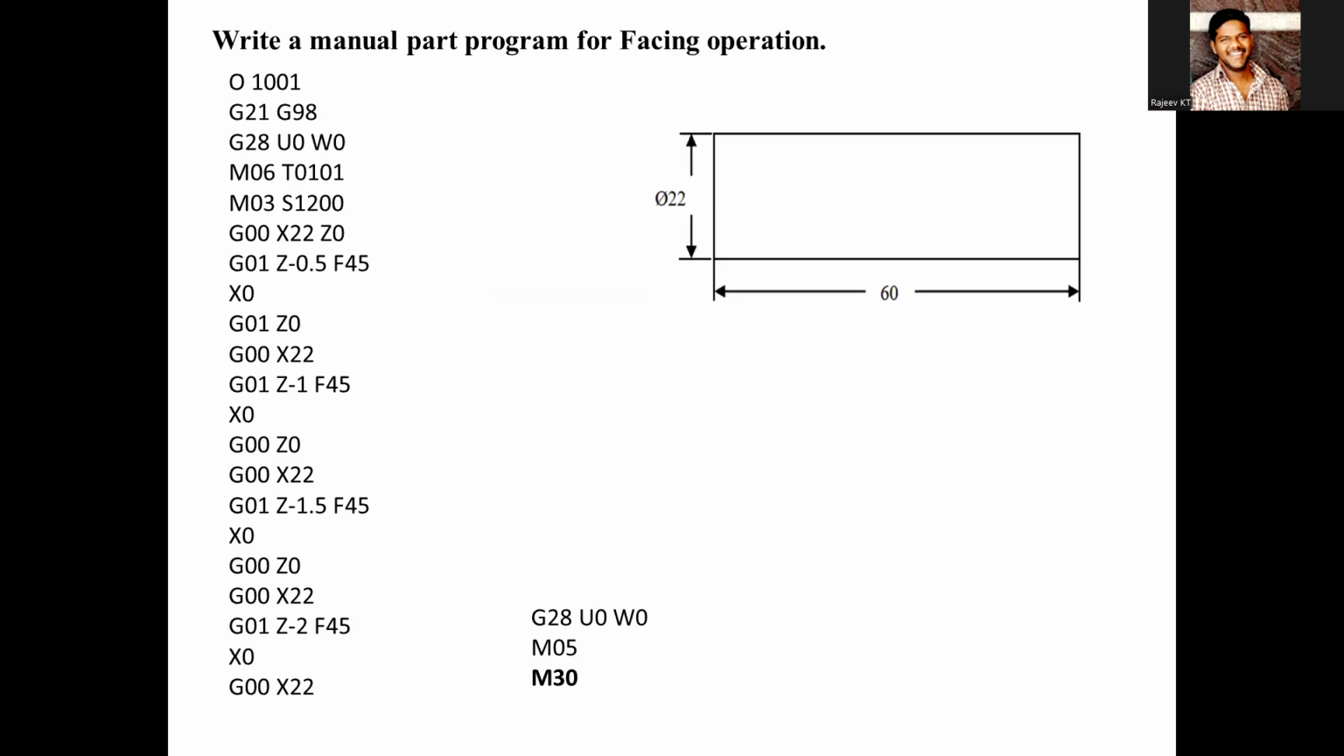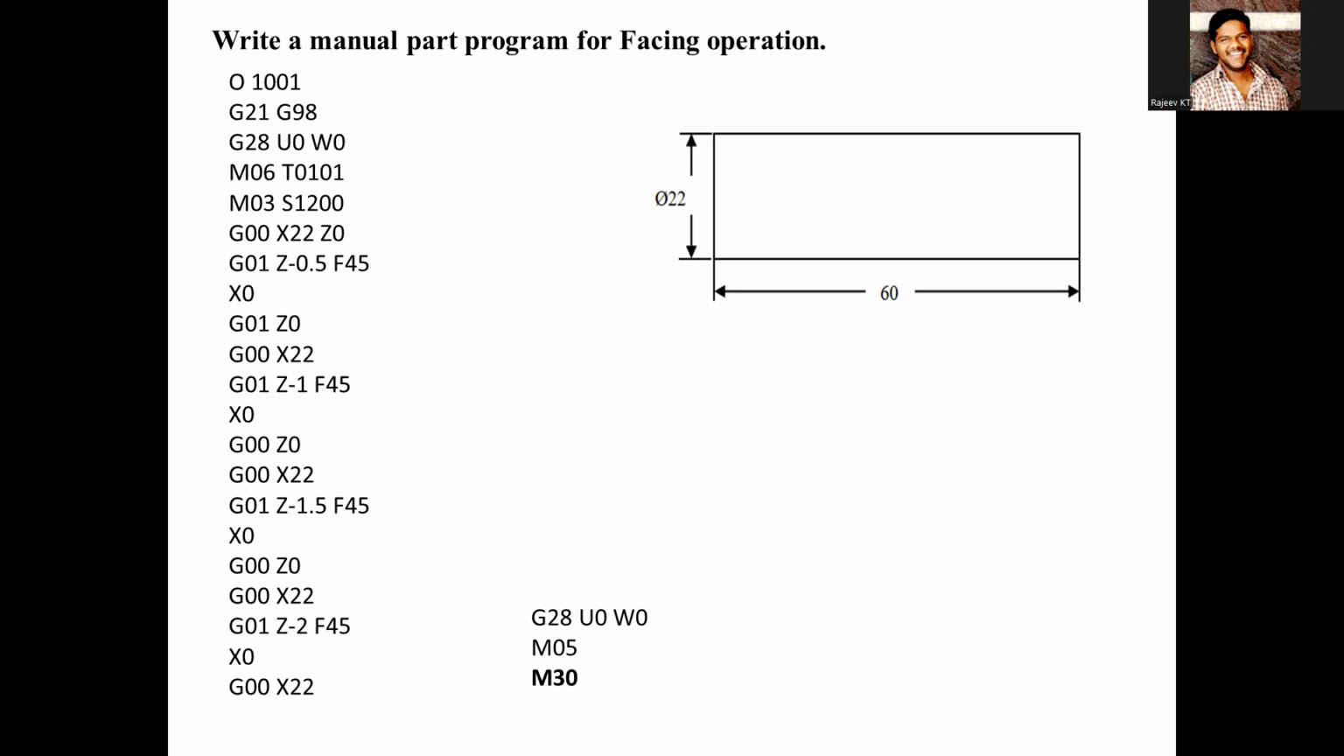Next, I'll explain how to write a facing cycle using just G codes and M codes. The first thing we come across is the syntax of a program. Syntax means a set of instruction steps which is common for every program. In that case, the first one is the program name.